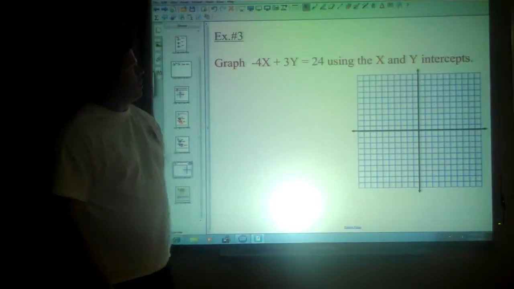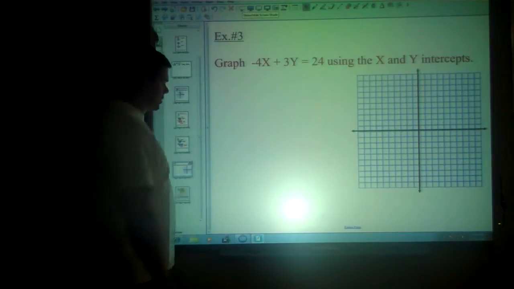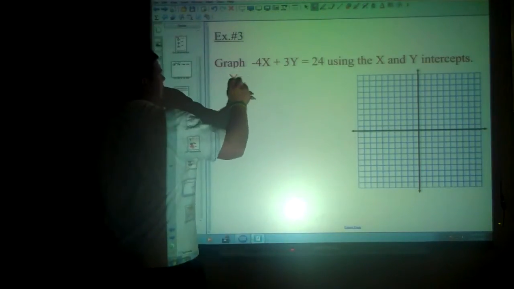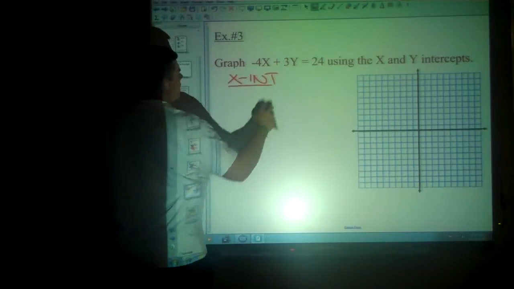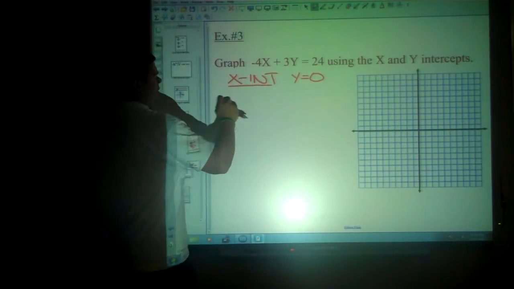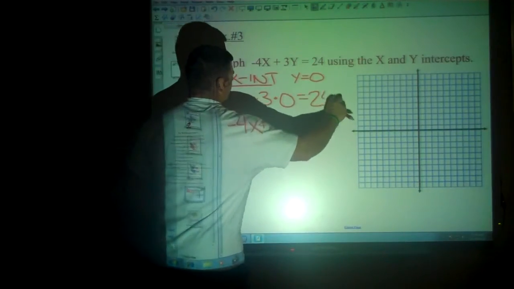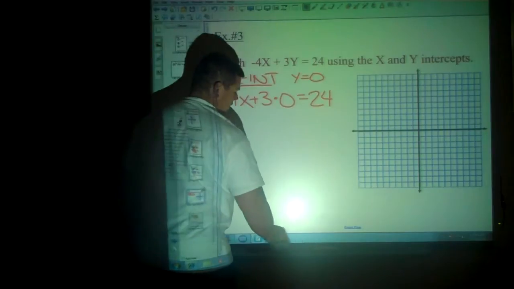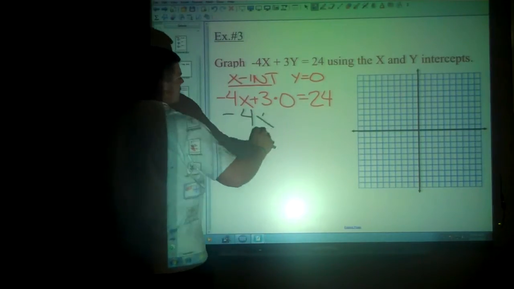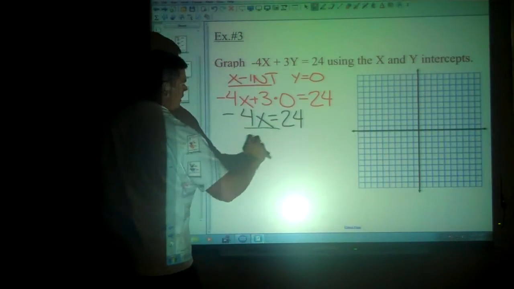All right, now we take all of that and we put it together to make our own graph using those two x and y intercepts. So to concentrate, x intercept first, let's say. That means you're going to put 0 in for y. Right, so we'll go negative 4x plus 3 times 0 is equal to 24. Well, the 0 times 3 is going to cancel it out. We really just have negative 4x equals 24. So we divide by negative 4.